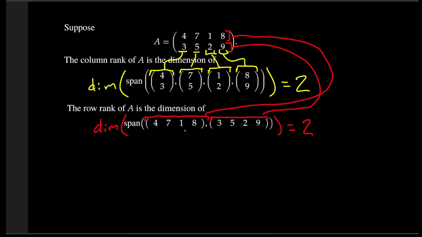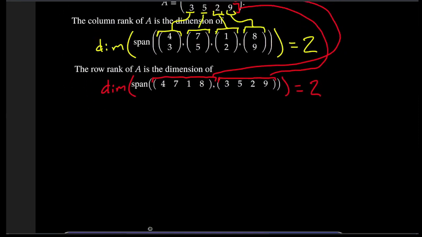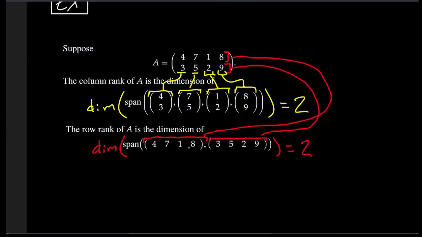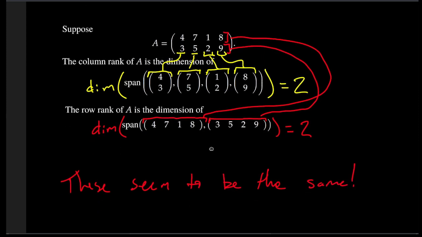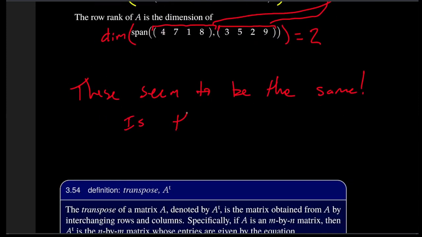So I have a linearly independent set that spans this subspace. I have a basis for that subspace. It is length 2, so the dimension of that subspace is 2. Cool. All right. You may be noticing that there's something going on here. The column rank of A and the row rank of A here, these seem to be the same. Is this always so? That's the next question we'll answer.